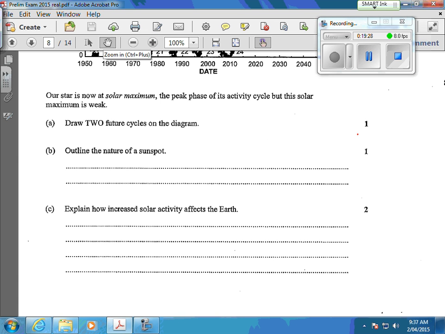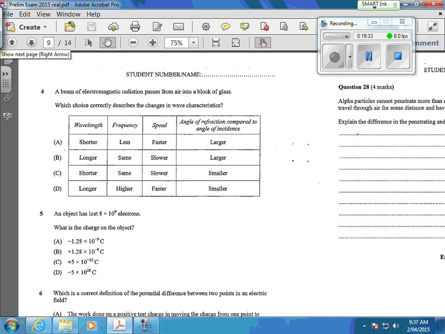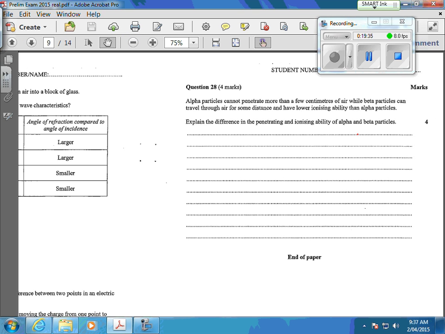Right, 28. I'll tell you one thing this did show me. The work I did on radiation, I probably needed to go into a little bit more detail for you guys, really.